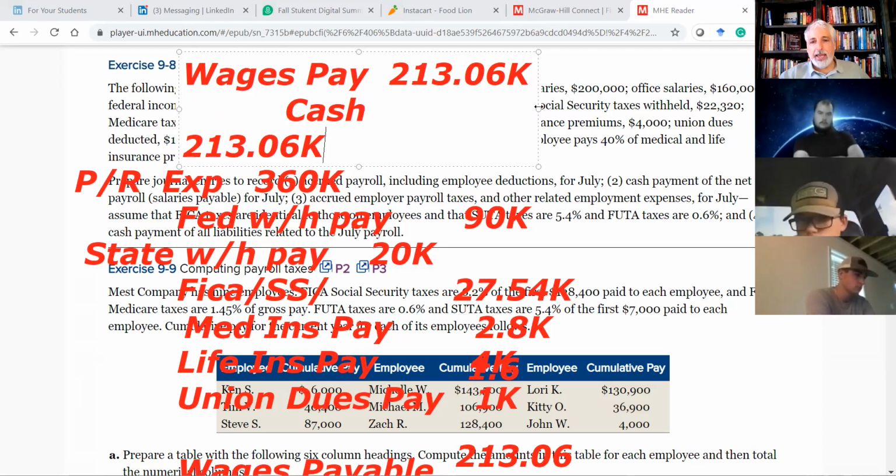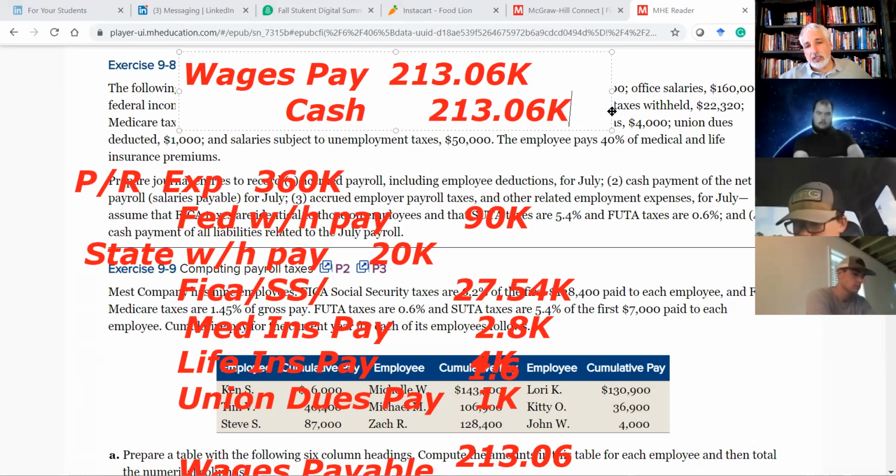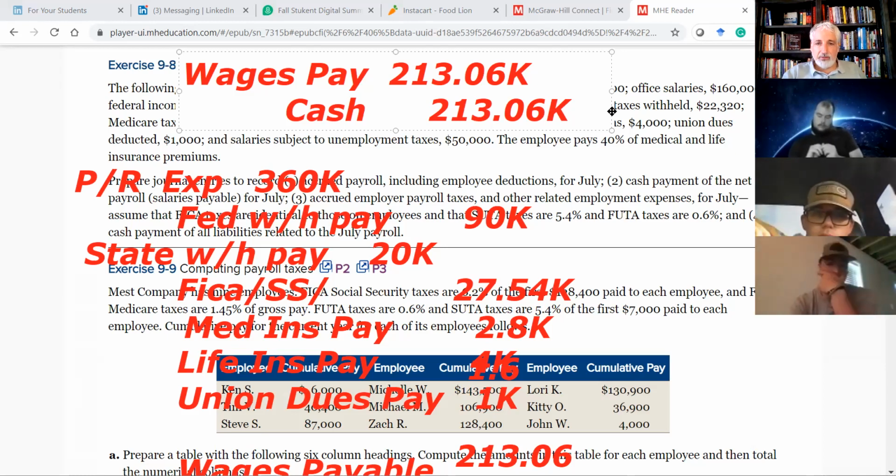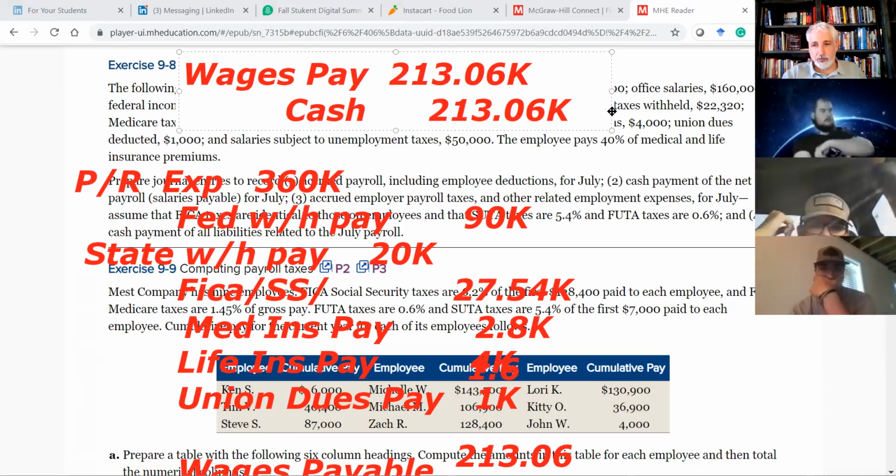When we pay it, had we paid it right away on the same day and recorded it all together, we'd have no wages payable. We just have cash going out the door for $213,000 based on a $360,000 payroll. Eventually, the employer is going to take a debit to the 90,000 on federal withholding payable, and a credit to 90,000 cash. They're going to pay the bill. Debit to the state, 20, credit cash. Debit FICA, 27.54, credit cash. Debit medical insurance, 2.8K, credit cash. Same thing for life insurance, same thing for union dues.